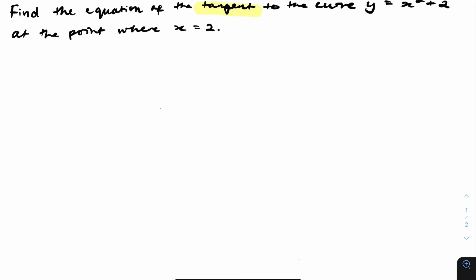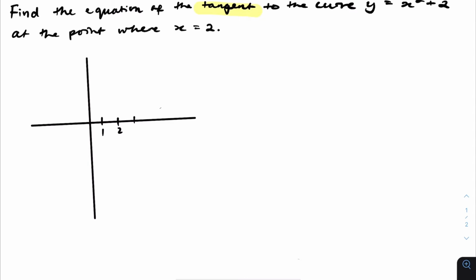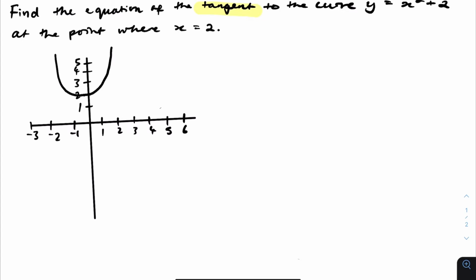Well, let's take the curve y equals x squared plus 2 that we've just been given. I'm just going to do a very rough drawing. So let's say this is 1, 2, 3, 4, 5, 6. This is -1, -2, -3. This is 1, 2, 3, 4, 5. Okay, and if we draw the curve x squared plus 2, we can see it has a y-intercept of 2, and it's a parabola. Like that.